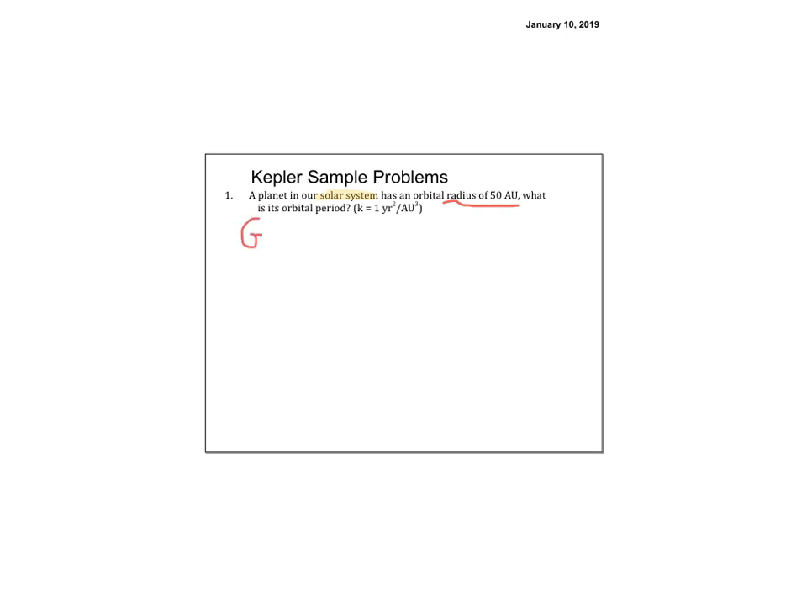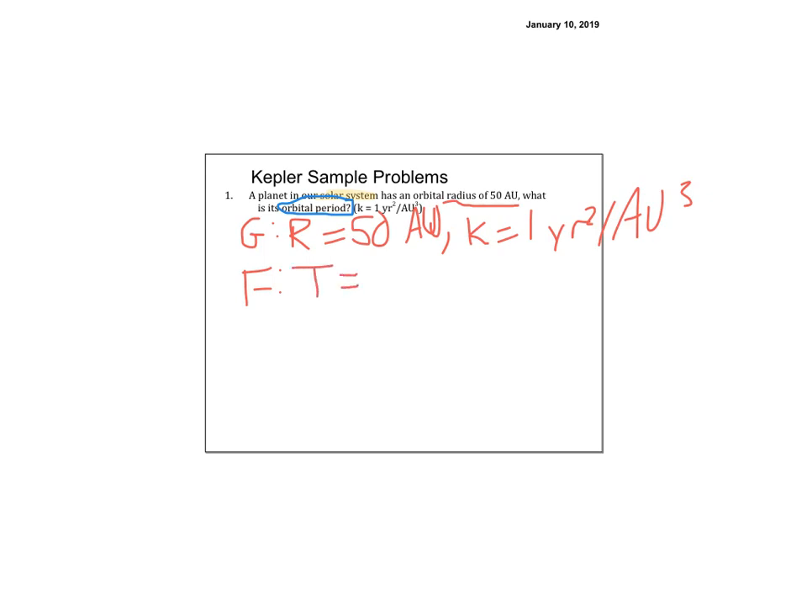So in my given, we're going to have R is equal to 50 AU. And then we also see that K is equal to 1 year squared per AU cubed. And we're trying to find its orbital period, right? Period is not P. It seems like it should be P, but period is not P. Period is capital T. So T equals question mark. And the equation that we have is T squared equals K R cubed.